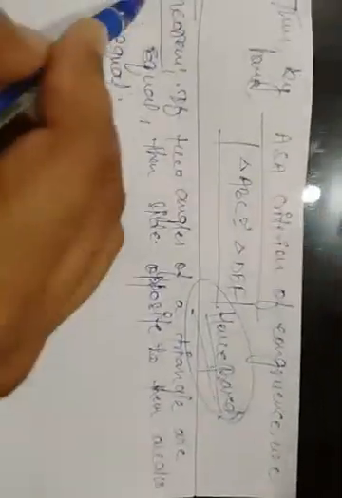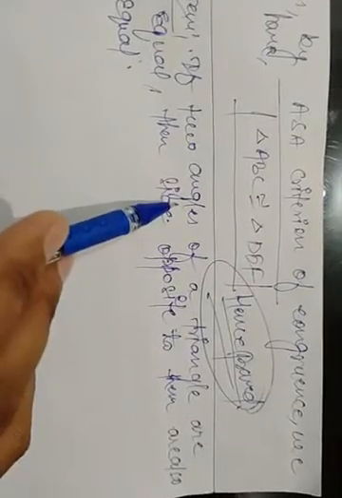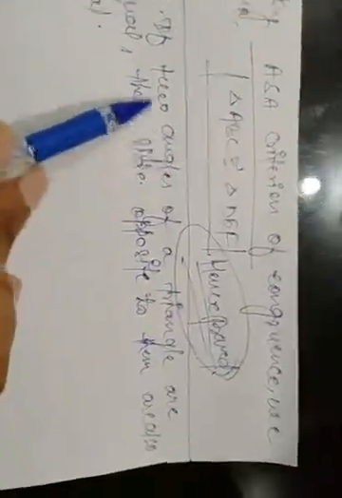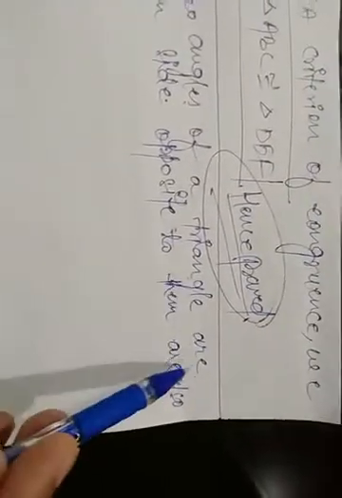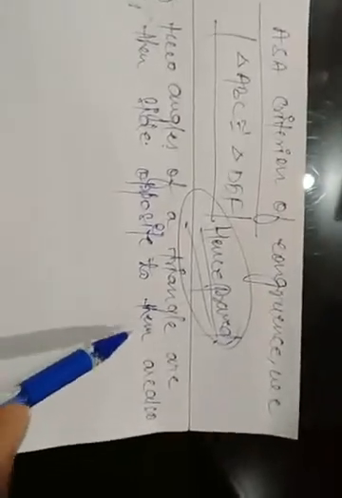Okay, your theorem is: if two angles of a triangle are equal, then the sides opposite to them are also equal. This is the theorem. This is a very important result also.